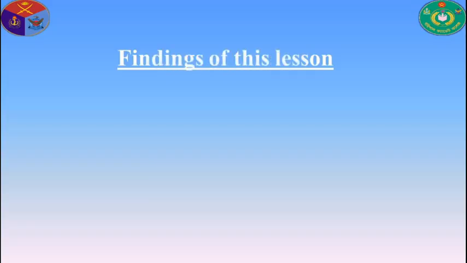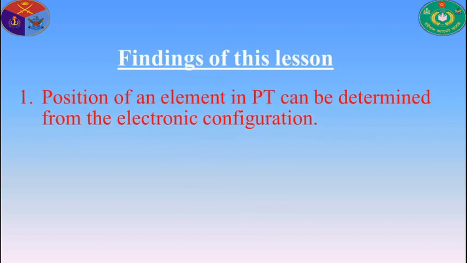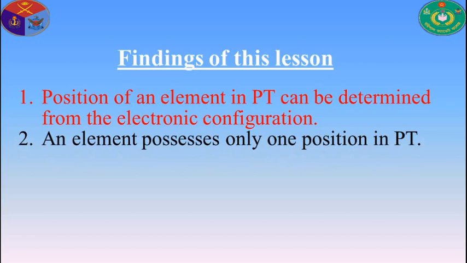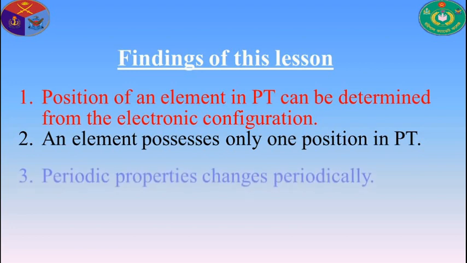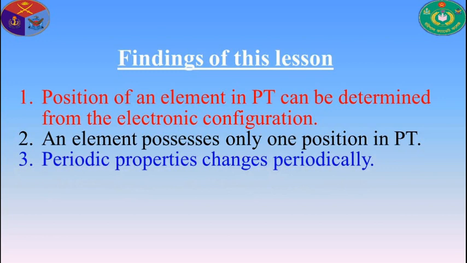Now some of the findings of this lesson. From this lesson, the position of an element in the periodic table can be determined from the electronic configuration. An element possesses only one position in the periodic table, which is known from this lesson. And finally, we learn here that periodic properties change periodically.